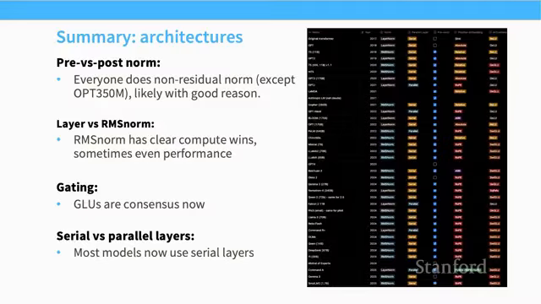So you see quite a bit of this, right? So just now going back to this, blue here is RMS norm, black is layer norm. You see most of the modern models are RMS norm models, serial versus parallel layers.